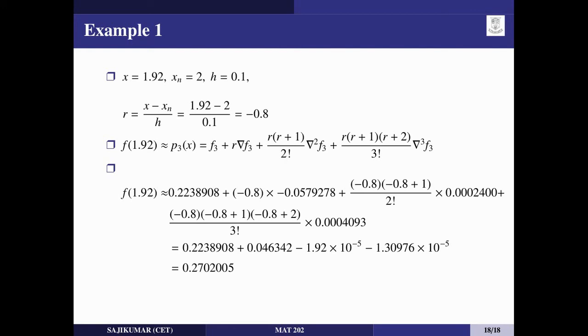This is the way in which we interpolate the given data points using Newton's forward and backward difference interpolation polynomial.